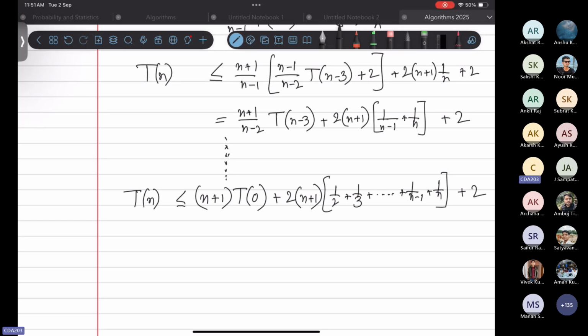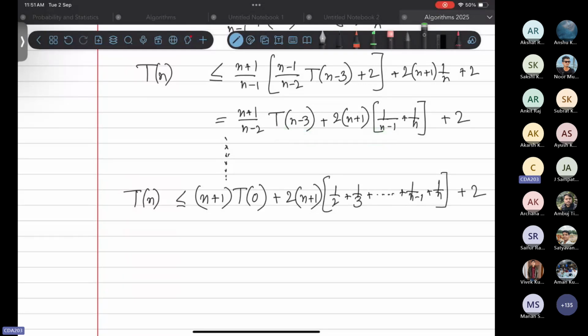And so if you do one more step, then what do you get? If you do one more step from here, you will get n plus 1 in the numerator. In the denominator, you will get n minus 3. And this will be T of n minus 4. And here you will get 1 by n minus 2 plus 1 by n minus 1 plus 1 by n.